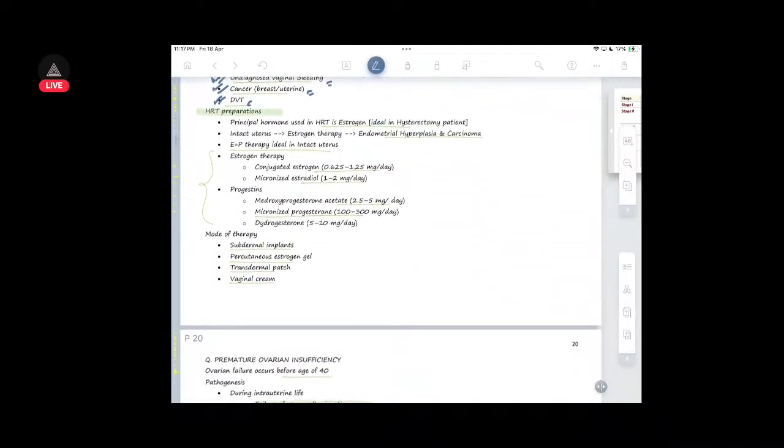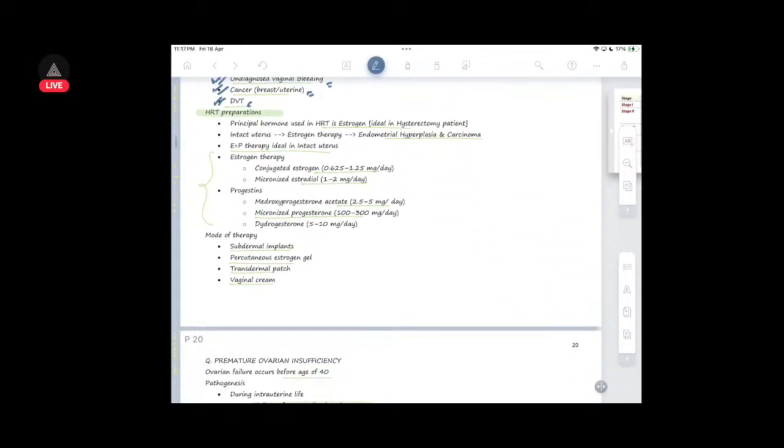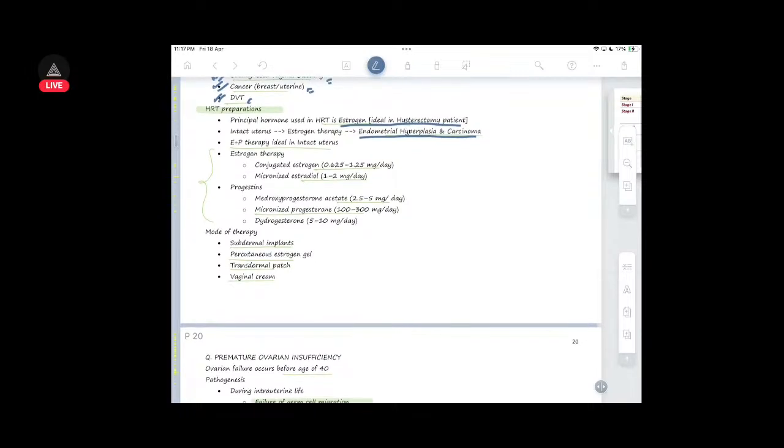Then HRT preparation is estrogen, which is ideal in hysterectomy patients. In intact uterus, with estrogen therapy, endometrial hyperplasia and carcinoma will occur. Okay, in hysterectomy patients only estrogen can be provided. Estrogen and progesterone therapy is ideal in intact uterus. So you have conjugated estrogen and micronized estrogen. Progesterones, you have medroxyprogesterone acetate, micronized progesterone, and dydrogesterone.